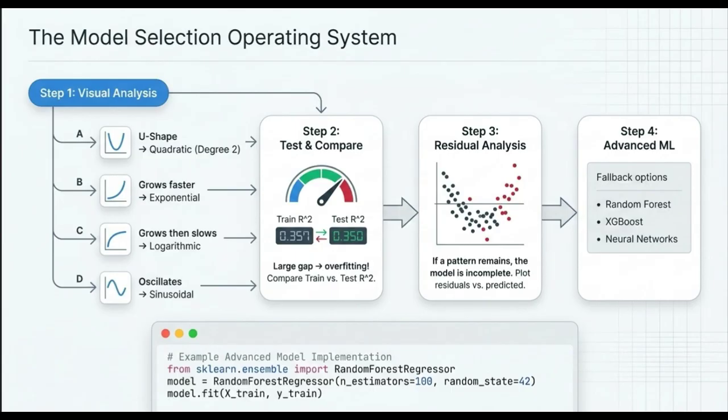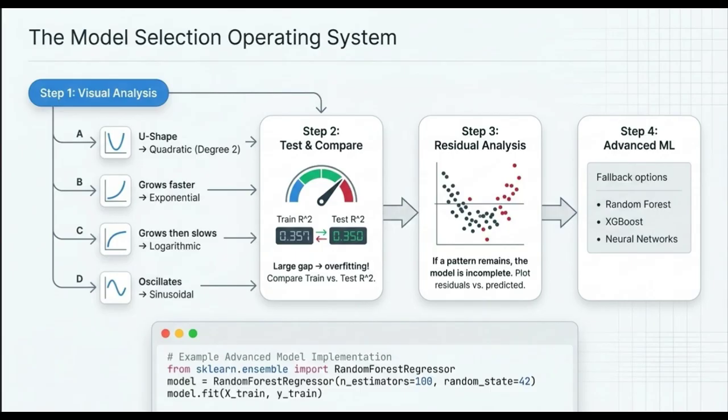Look at the scatter plot. Is it a U-shape? Try polynomial. Does it grow rapidly and then slow down flat? Try logarithmic. Step 2 is test and compare. You take your candidate models and you compare the R-squared scores of the training set against the unseen test set to catch overfitting, just like we did with the bias-variance dial.